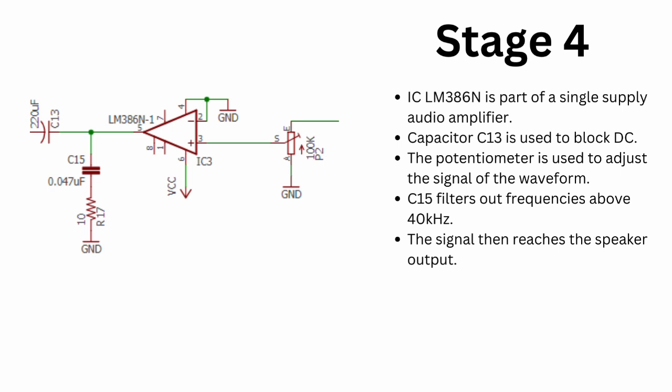ICLM386N is part of a single supply audio amplifier. C13 is used to block DC but allow AC signals to pass. The potentiometer is used to adjust the signal of the waveform. C15 filters out frequencies above 40 kHz and allows frequencies below that to pass. The signal then reaches the speaker output.